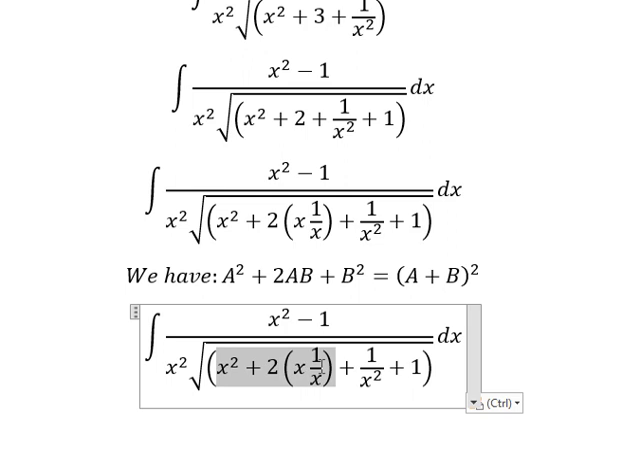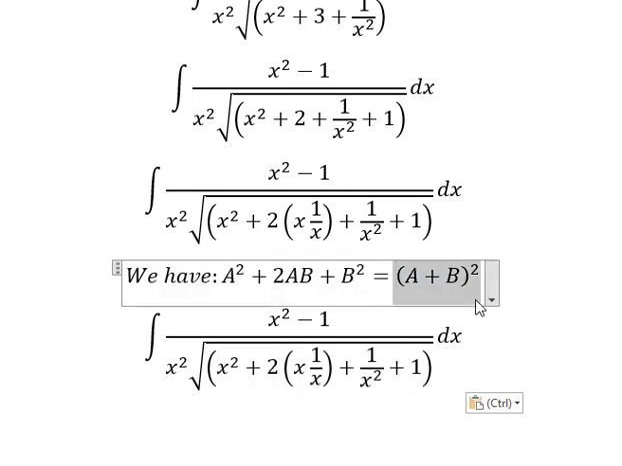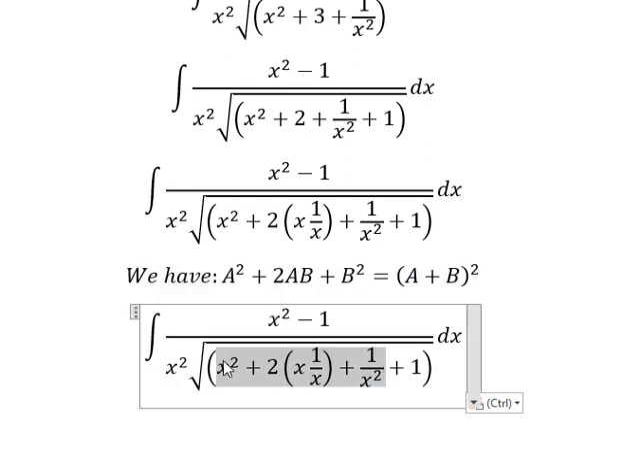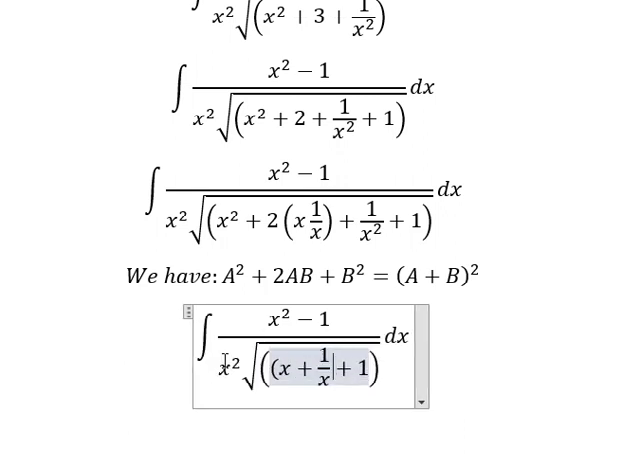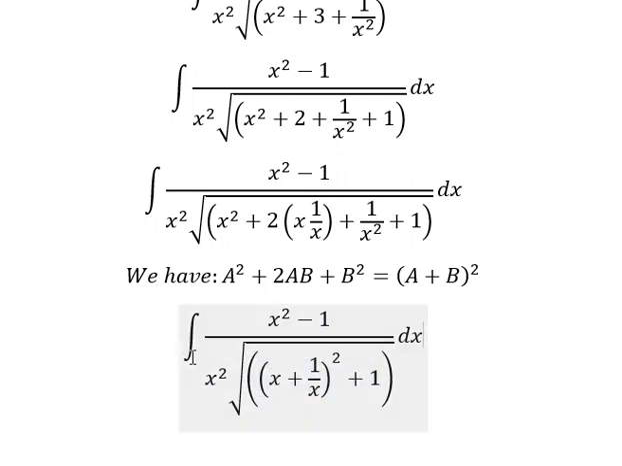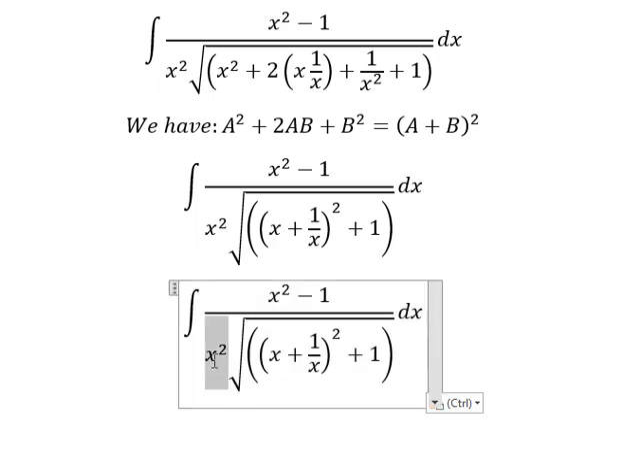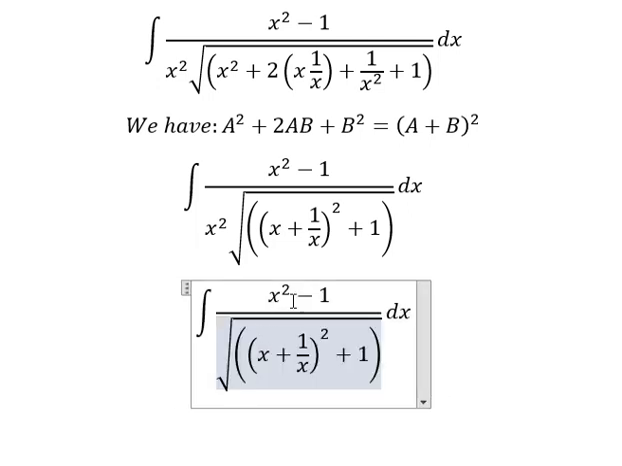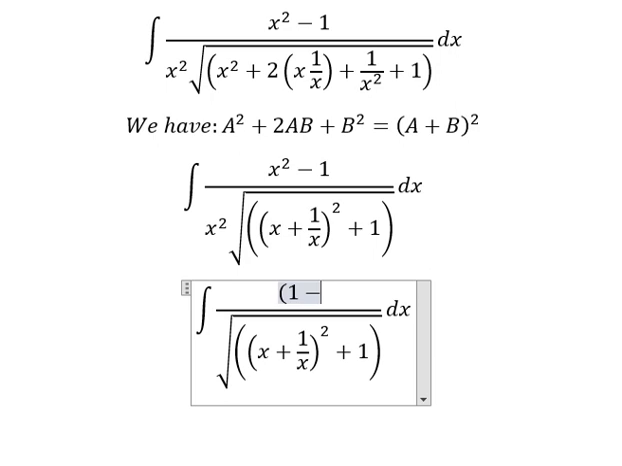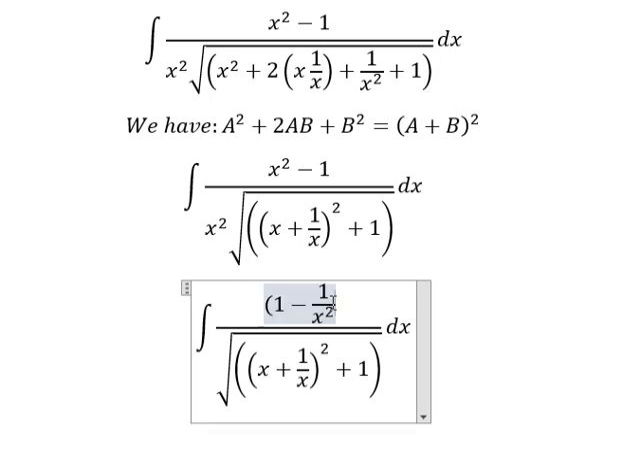This is about identities. So we need to transform this one into this one. So s square minus 1 divided by s square. So we have 1 over 1 minus 1 over s square.